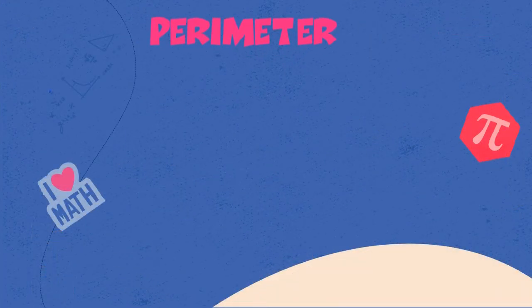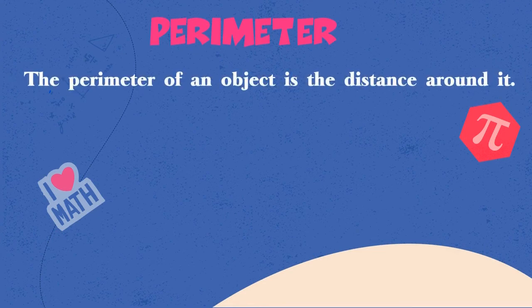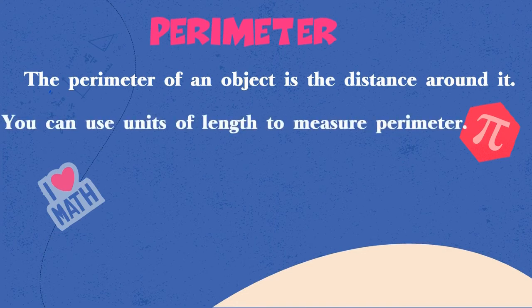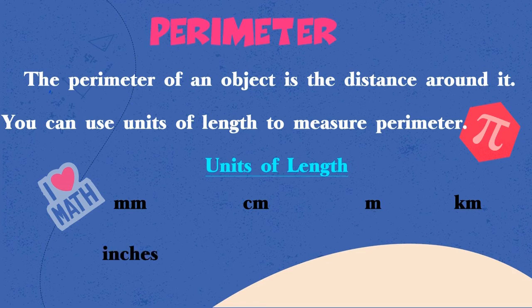Let's do a quick review. In our last lesson, we learned that the perimeter of an object is the distance around it. We also talked about the units of length used to measure perimeter. Some of these units include millimeters, centimeters, meters, kilometers, inches, feet, yards, and of course, we can't forget miles.